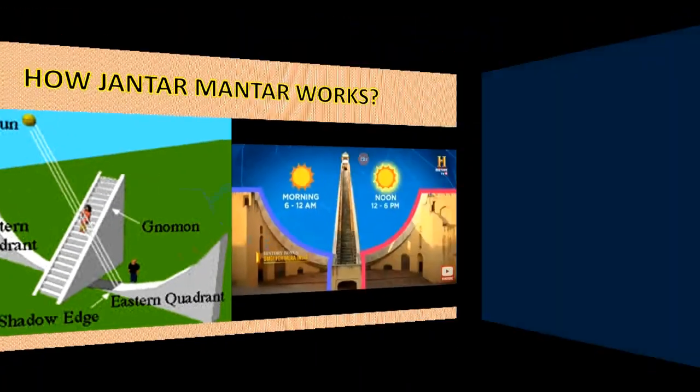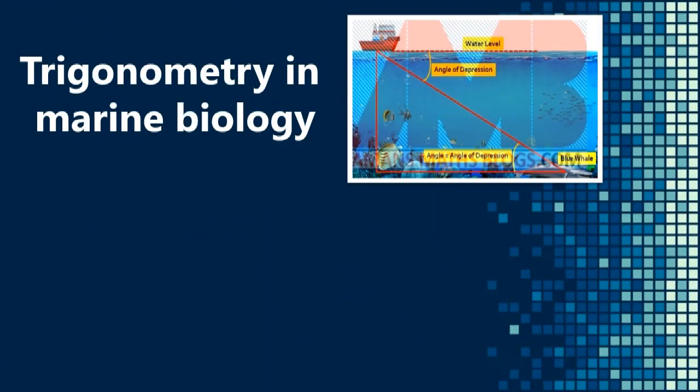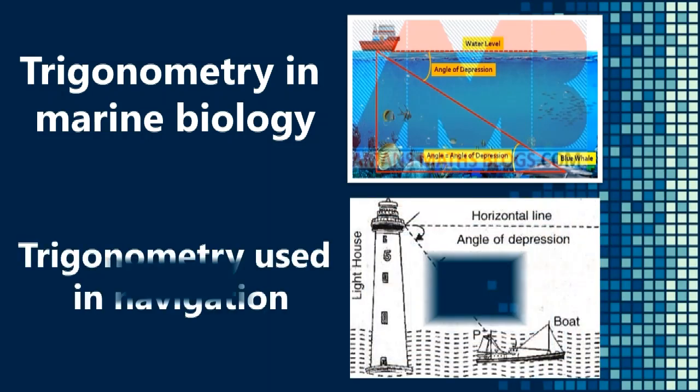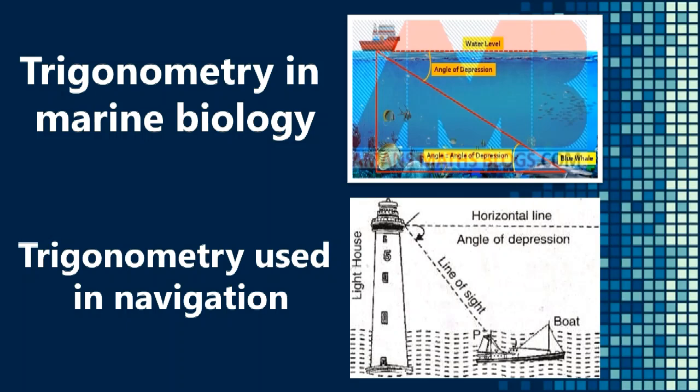Now, as I said before, trigonometry is also used in marine biology for calculating the distance between animals and humans, and even the distance between the ground and the ship to know the depths. It is used in navigation, like knowing the distance between the shore and the ship.